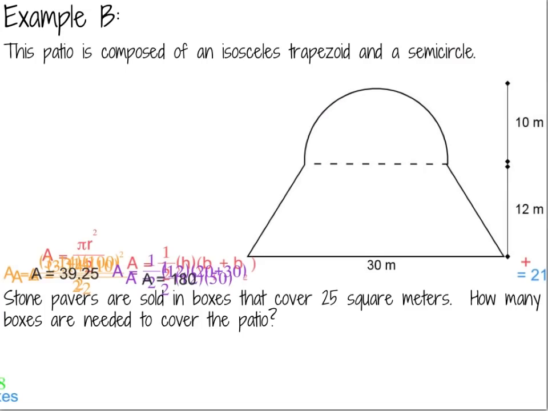Example B says this patio is composed of an isosceles trapezoid and a semicircle. So that gives us some information in our problem right away that we can use to help figure it out. So we need to figure out the area of the semicircle and the area of our trapezoid. So we're going to need 2 formulas. We're going to need our trapezoid formula, A equals 1/2 height times base 1 plus base 2. And we need the area of a semicircle.